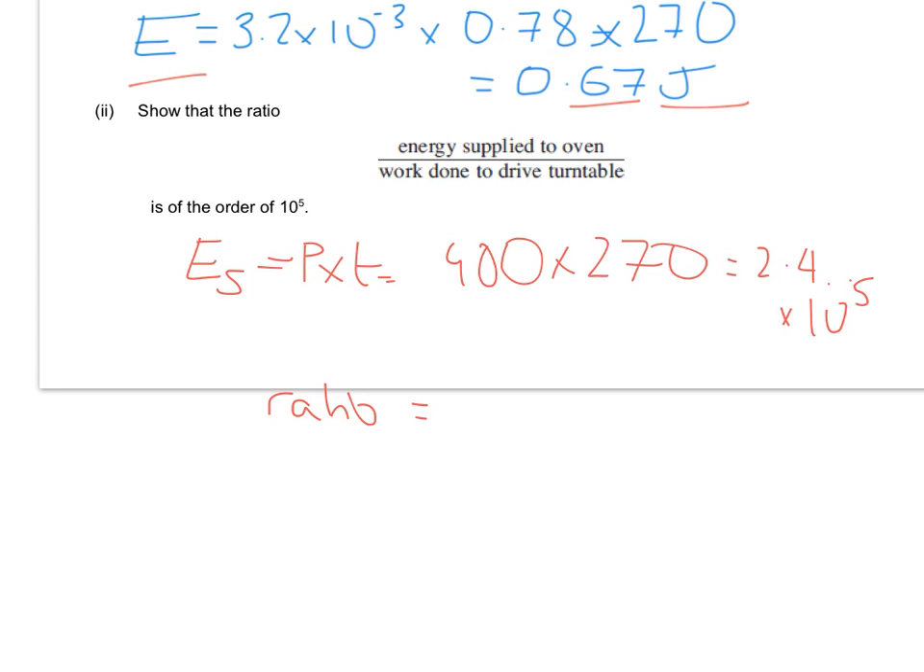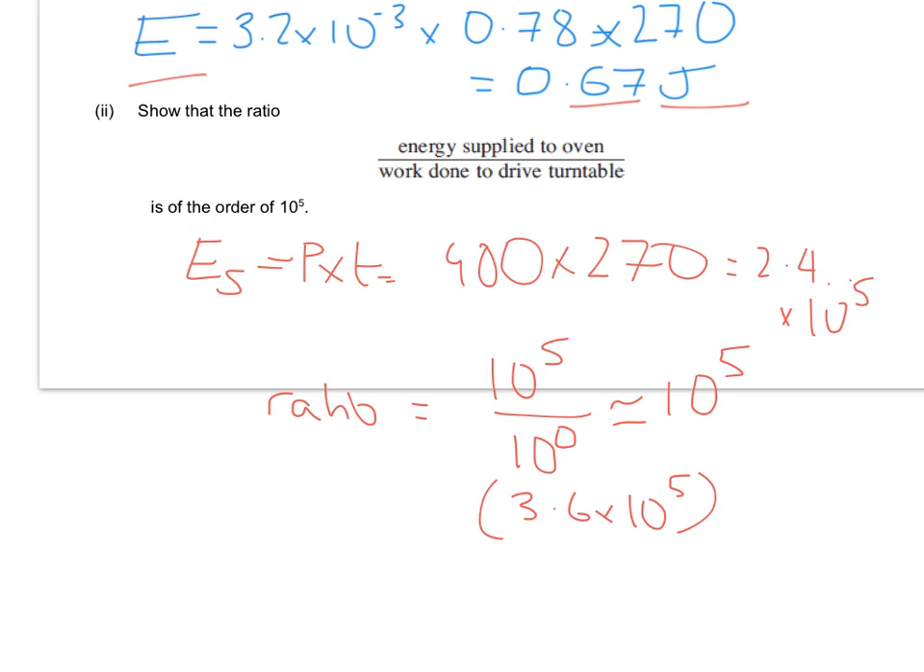you've got a number which is 10 to the 5 over a number which is 10 to the 0 because it's not multiplied by 10. So that gives you a number that's approximately 10 to the 5, just looking at the powers there. Or if you actually calculate what it is, you should come out with a number that's 3.6 times 10 to the 5, which again is roughly 10 to the 5. Either way is absolutely fine, but you're showing it's about 10 to the 5.